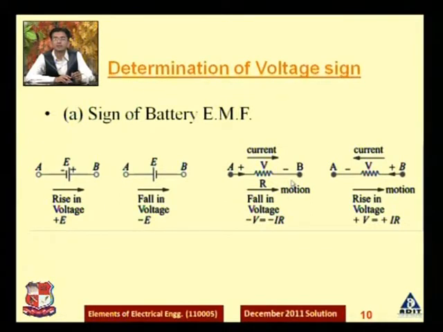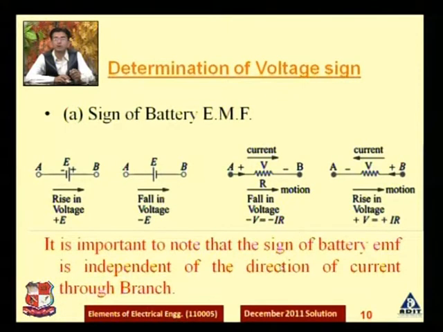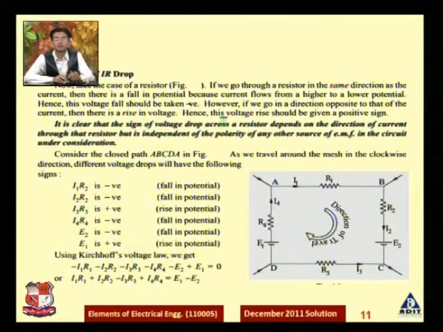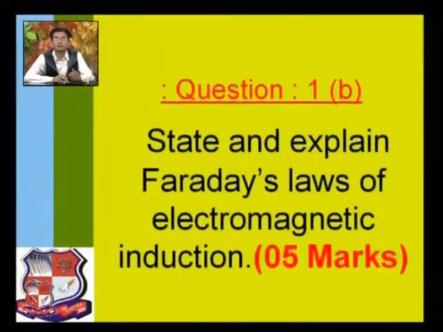Same way for the current. If the current is going from one node to another node, then there is a fall in voltage, so you can write a minus sign. It is important to note that the sign of battery EMF is independent of the direction of the current throughout the branch, right? There is a diagram you can see later on, or you can refer to it from the book.